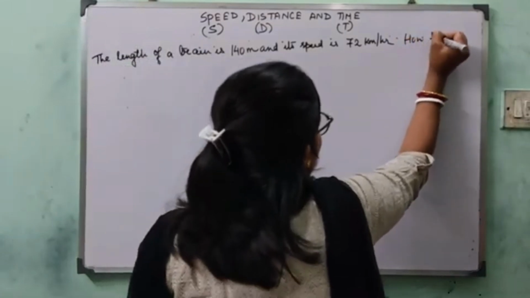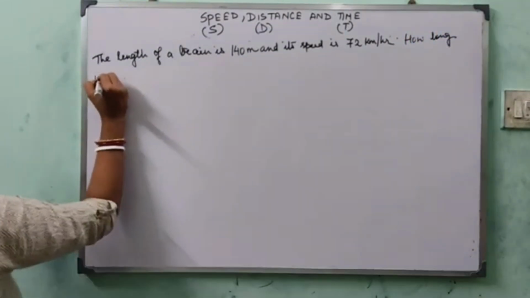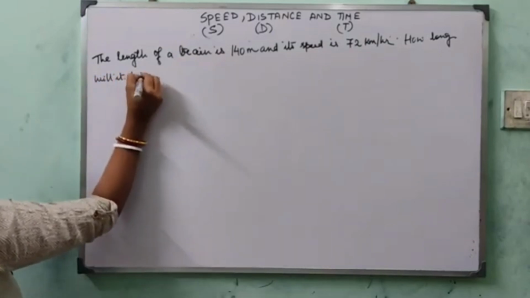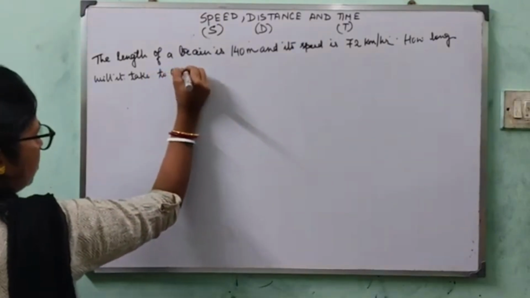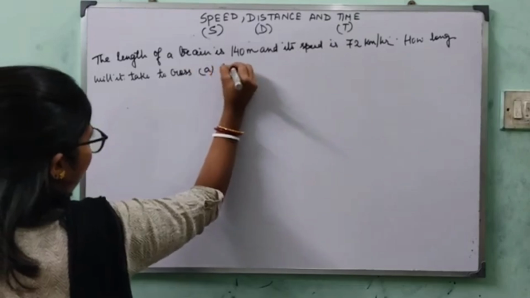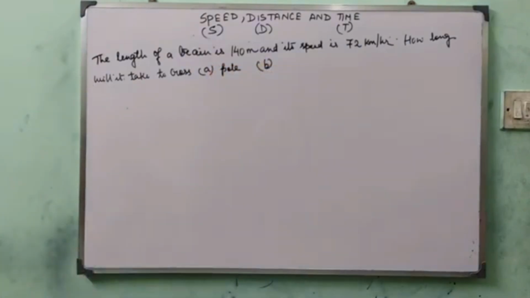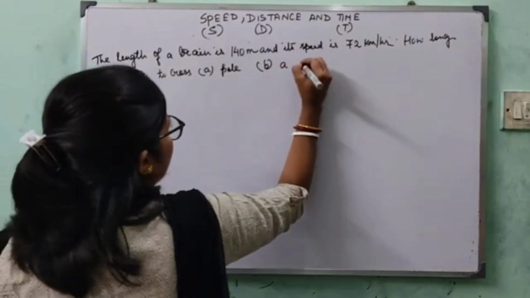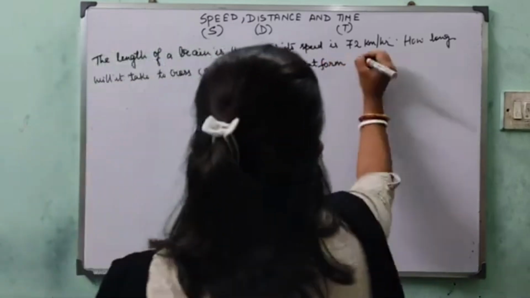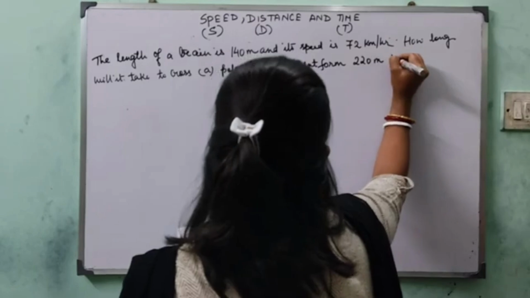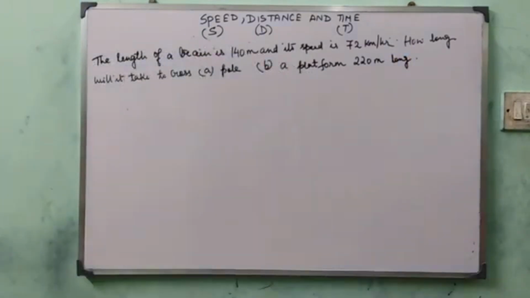How long will it take to cross A, a pole, B, a platform that is 220 meter long. So in this particular sum, you can see that both the parts are involved, both the cases are involved. So case 1 deals with A, case 2 deals with B.